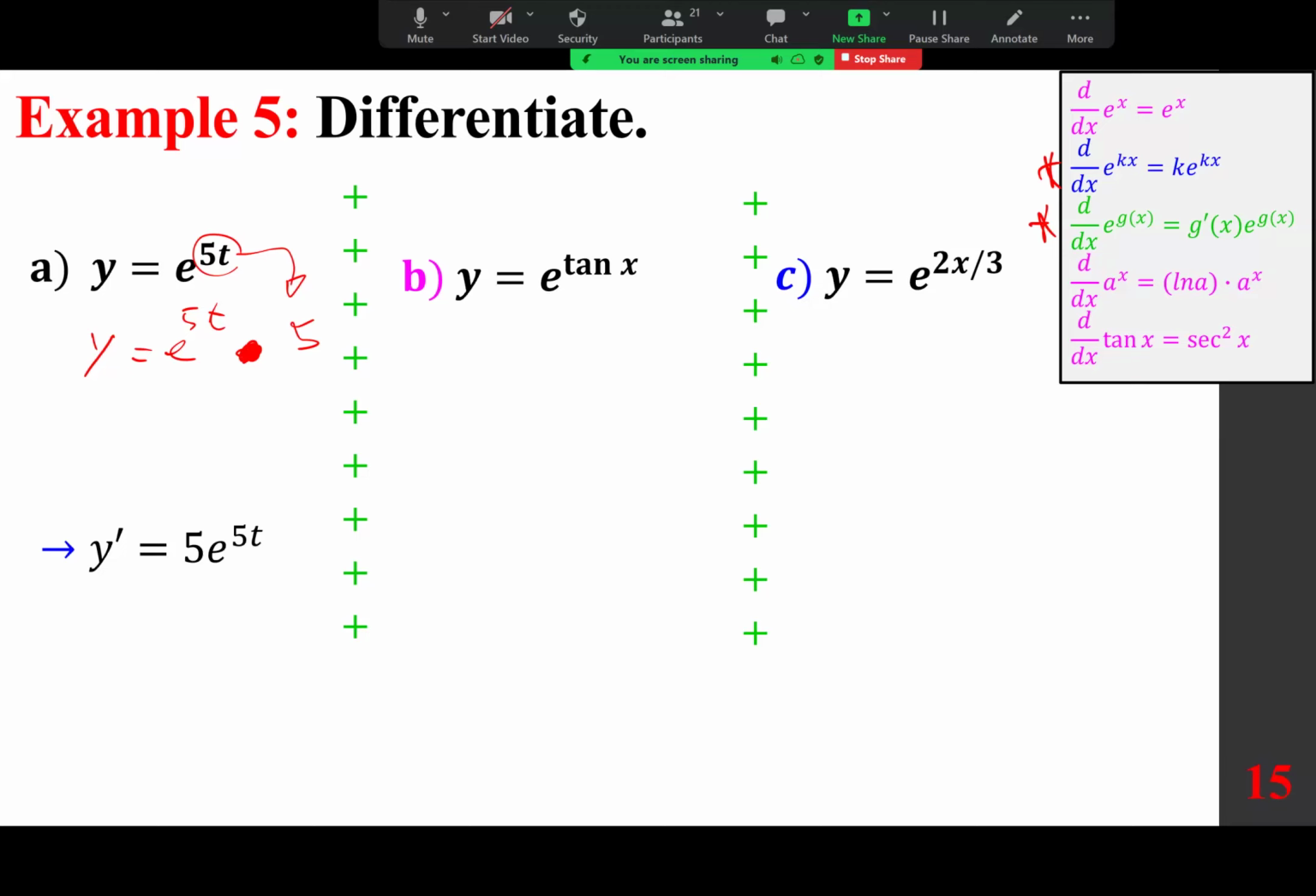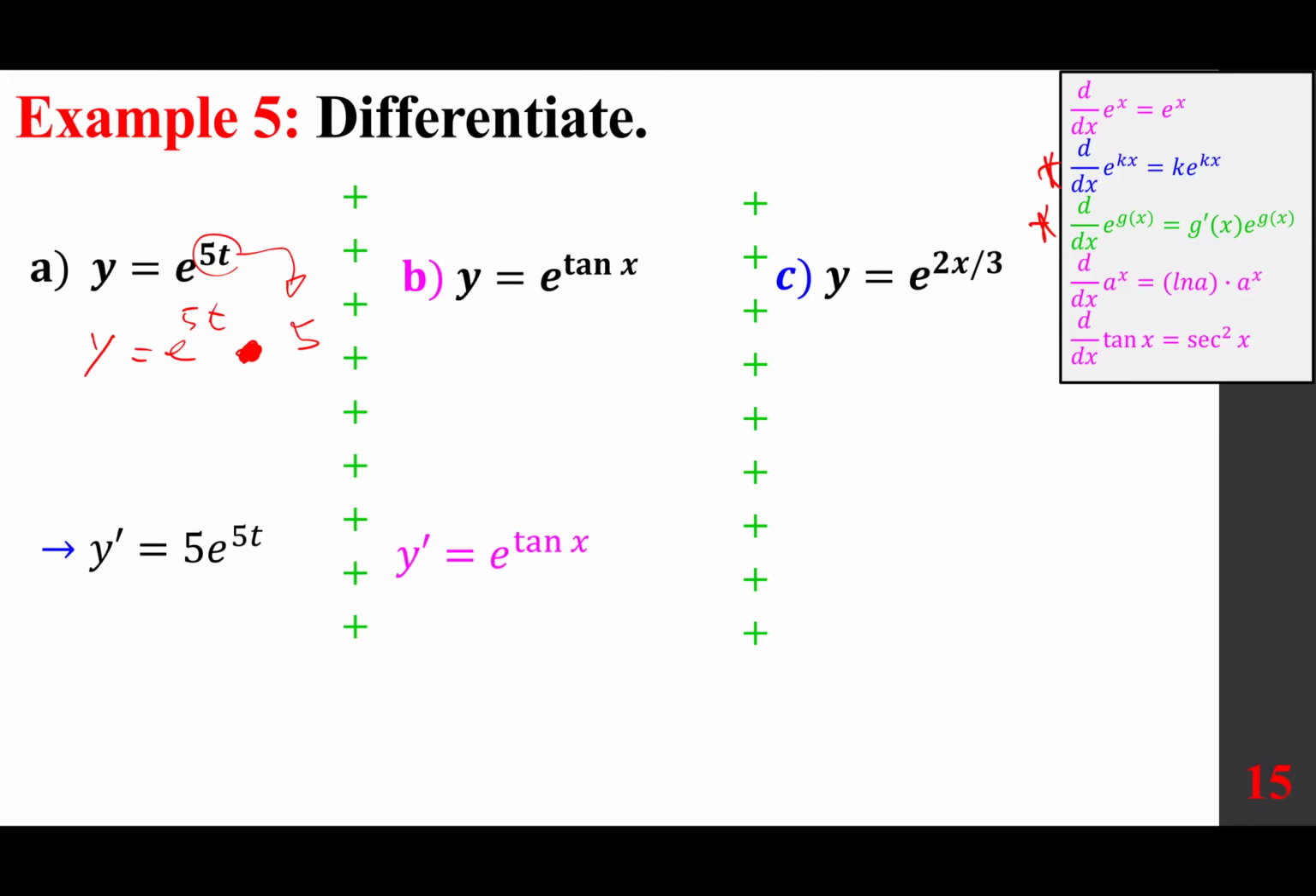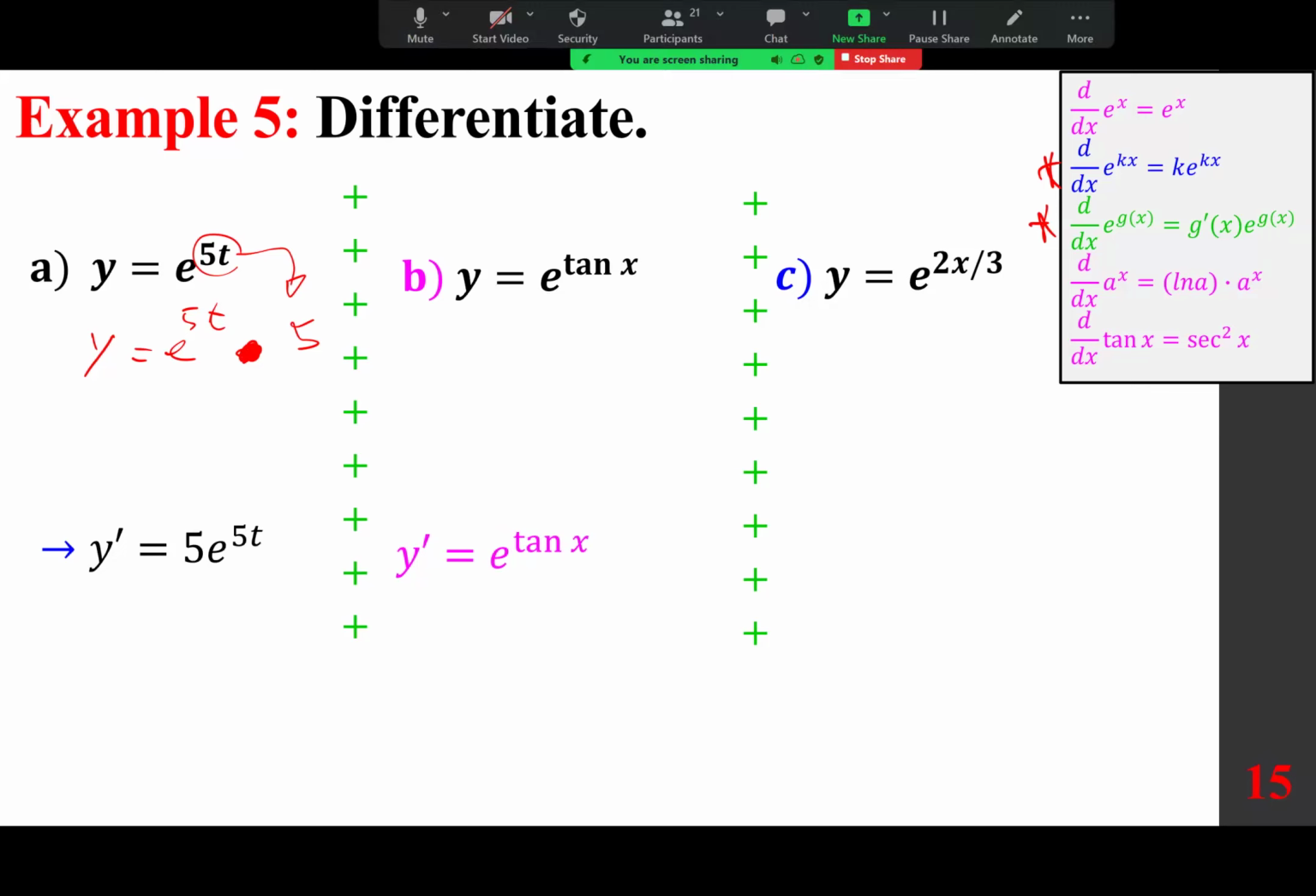y prime is itself, e to the power of tan x, times g prime of x, the derivative of tan x, secant squared of x. And we're done. We don't have to write it in front. That's good enough, and we're done.